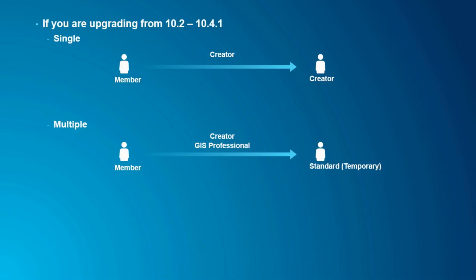So what happens? If you're sitting at a version that's between 10.2 and 10.4.1, and you have a license file that contains one user type that's compatible with your members, those members will be assigned to that user type. So this first option, this single, all those members will become a creator. If you're in a situation where your license file contains multiple user types that support those members, say creator and GIS professional, they get moved into this user type that's called standard temporary. I'm going to go into more details in a bit on what that standard temporary actually is.